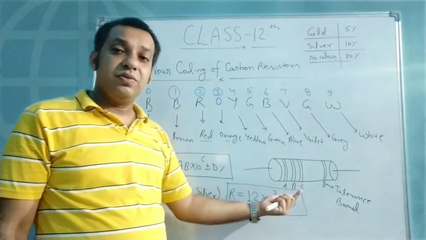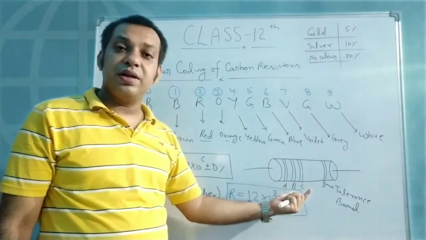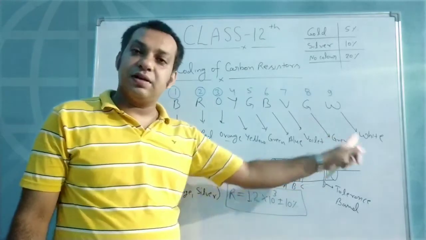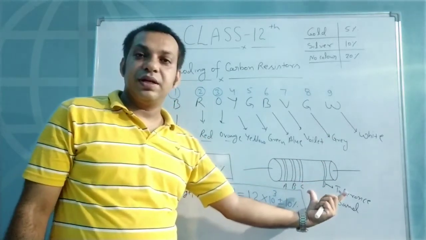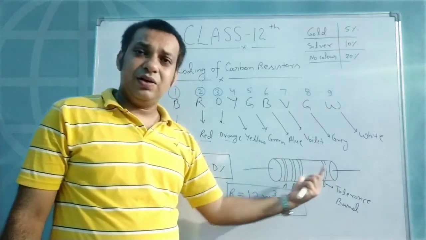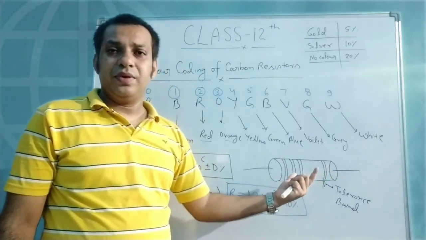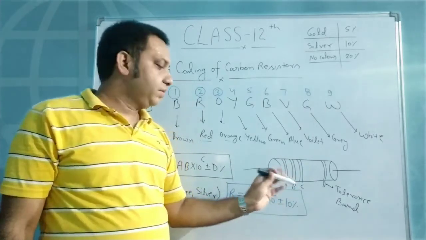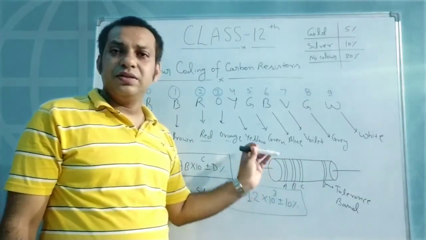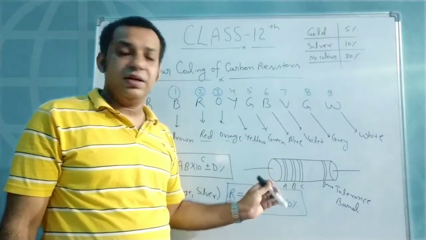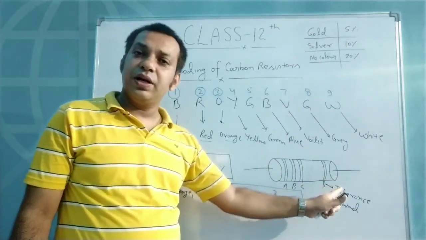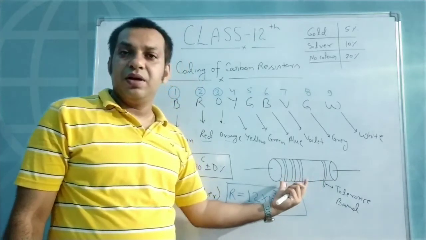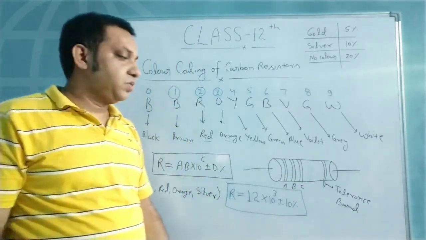So here you can see these 3 rings are very close to one end, and this fourth one is at the other end, so there is a gap. The orientation is clearly visible. It is not possible if it is reversed. You can see this one, and this is your D band, the tolerance band. The tolerance band is always at one end with a proper gap from these 3 color rings. So don't be confused.